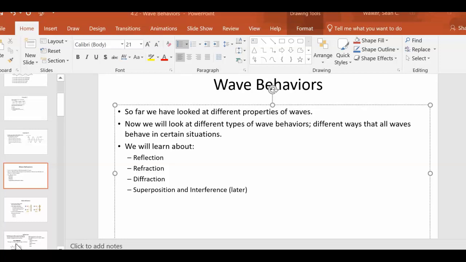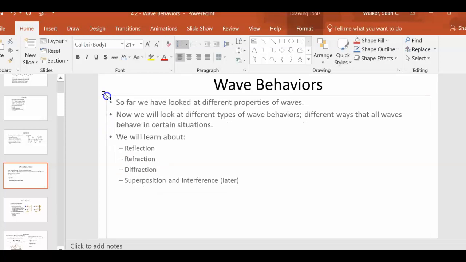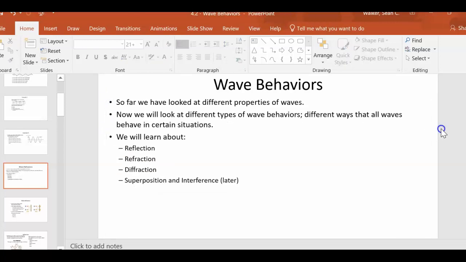Okay, so in this video, we're going to start talking about wave behaviors. In the last couple of videos, we've been talking about what is a wave, some general properties of waves, how to solve problems using the wave equation, which is the only equation in this unit.